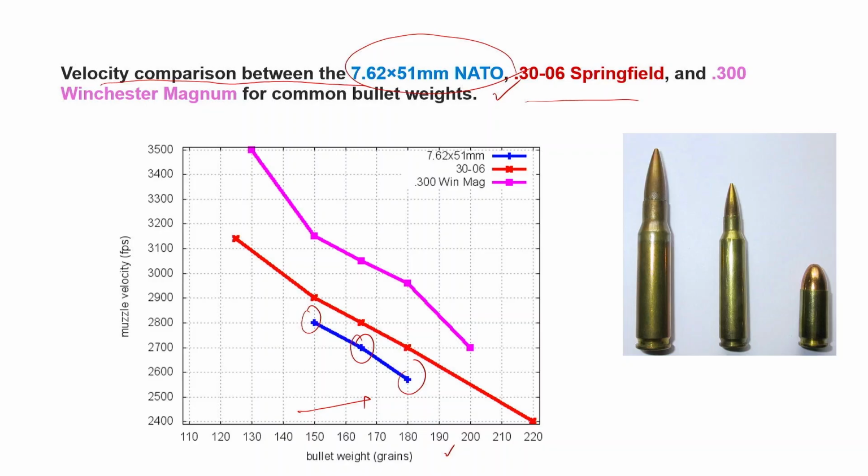But in case of NATO, that velocity is generally lower for equivalent bullet weight, followed by this Springfield, which is shown in red line, and the bullet velocity is maximum for the 0.300 Winchester Magnum. So, it is highest. These are basically the velocity comparisons.